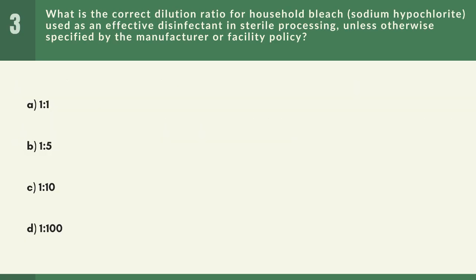Question 3. What is the correct dilution ratio for household bleach, sodium hypochlorite, used as an effective disinfectant in sterile processing, unless otherwise specified by the manufacturer or facility policy? A. 1:1. B. 1:5. C. 1:10. D. 1:100.